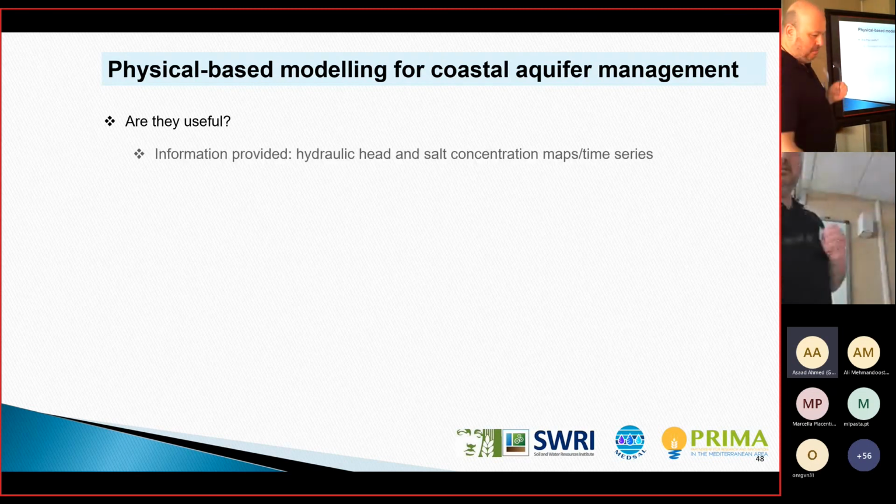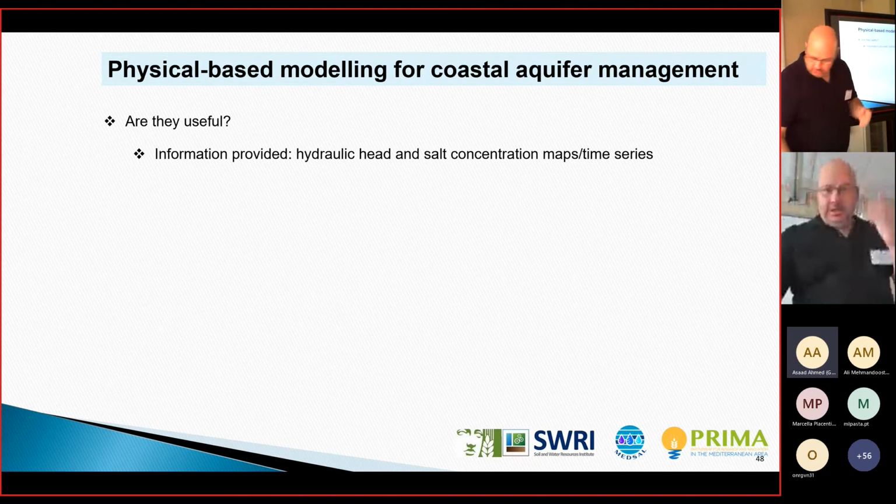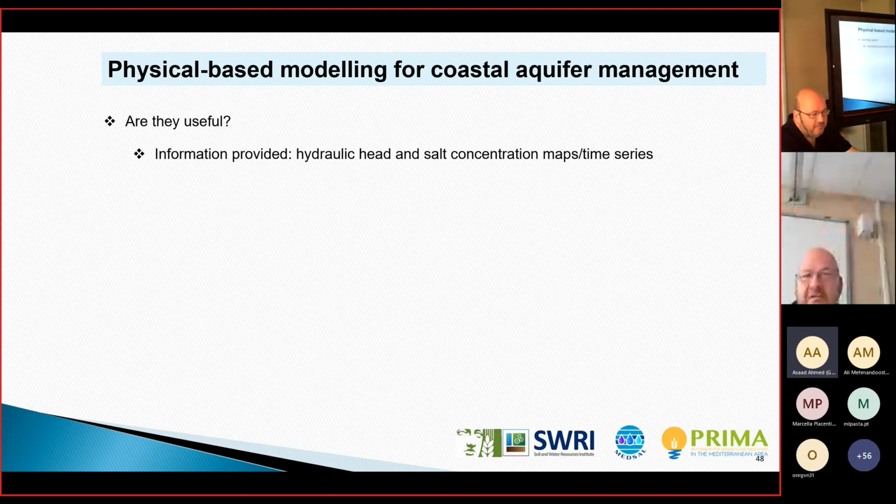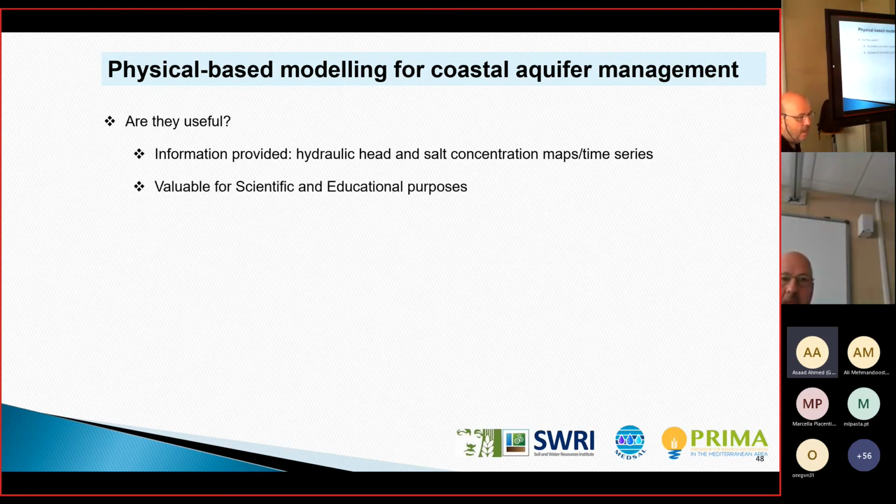Something like that. Okay, let's say my point of view. So what do we get from this model? Actually, the information that we get from this model is hydraulic head and salt concentration maps or time series. I think this is the information that we get from this model. We don't take anything else. This is the first objective conclusion, let's say more or less.